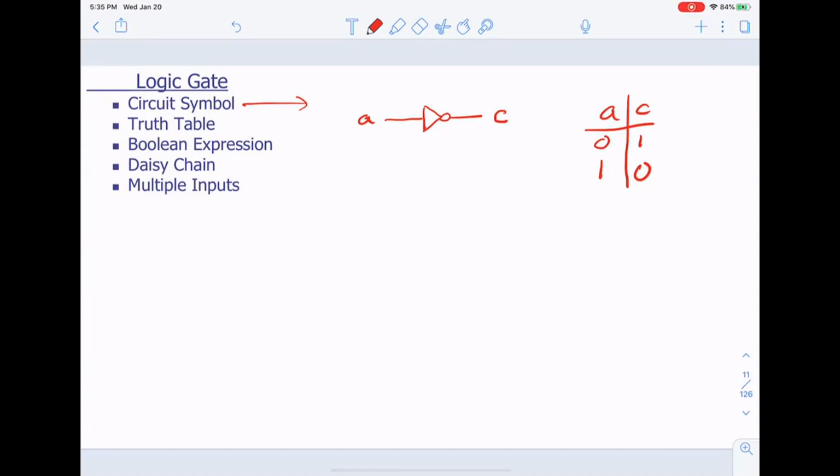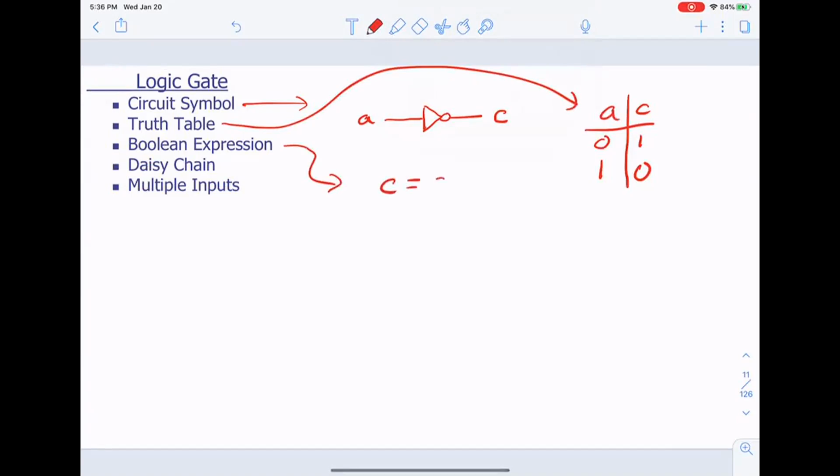So in the chat, while I'm writing the equation, privately tell me what kind of gate this is. What word goes right there? Somebody already guessed it a minute ago. So just guess in the chat. I'm going to write an equation for it right here. So there's my truth table, there's my logic symbol, and I want to do the Boolean expression.